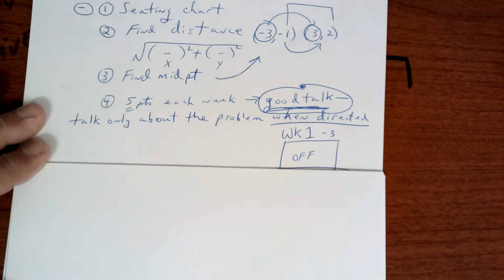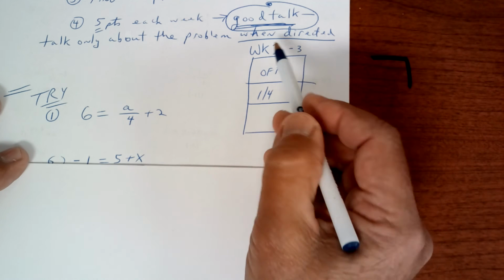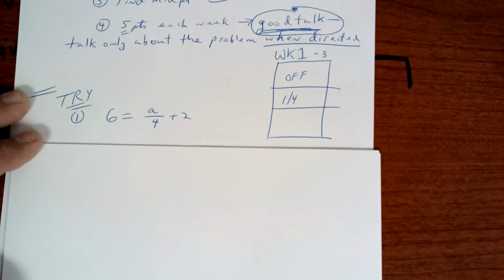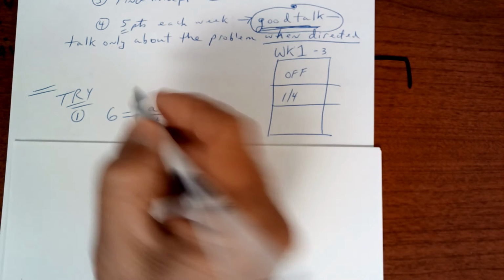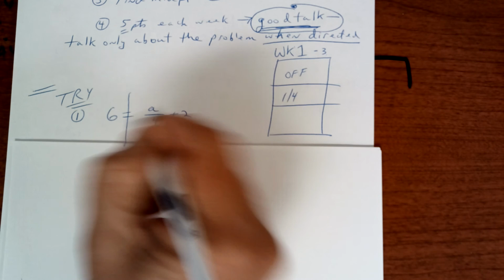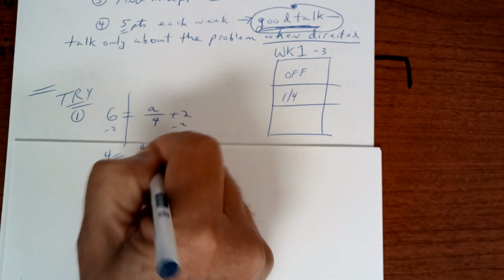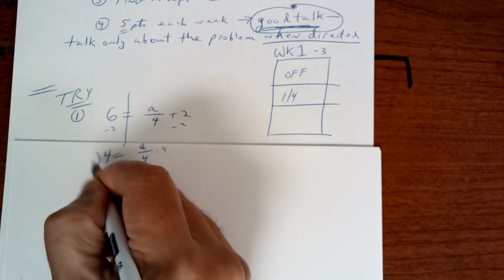All right, on a new sheet of paper, and by the way, this is week 1 of the 3rd marking period. And I want you to try this one right here. And on this one right here, I want you to, after we're done, turn to your neighbor. Well, this one, you're going to subtract 2 from both sides. And then you're going to multiply by 4. So I get 16 on this one.